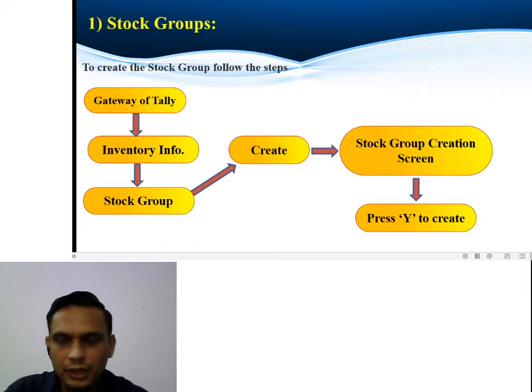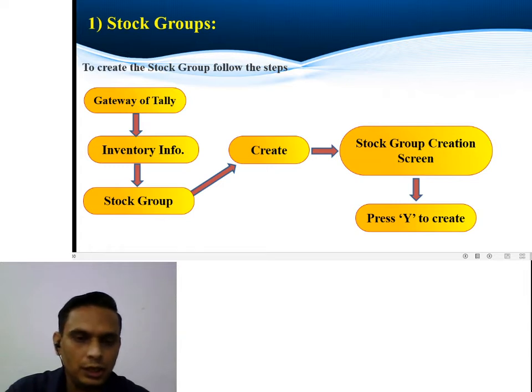Gateway of Tally. In Gateway of Tally, press the inventory info menu. In the inventory info menu, we have different types of options. From those options, click on stock group. After clicking stock group, we get different options like create, alter, display. From these options, click on the create option. After the create option, a pop-up screen or dialog box is displayed.